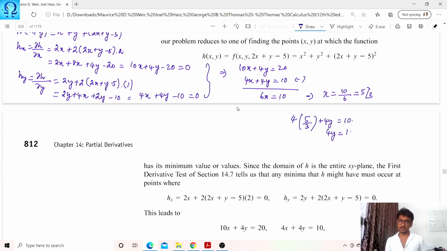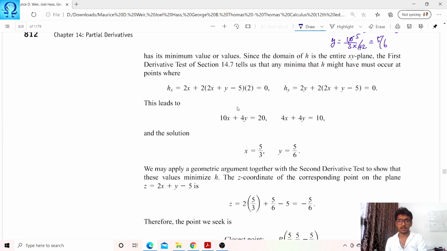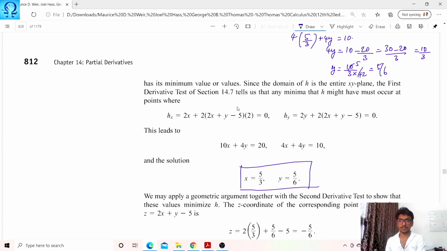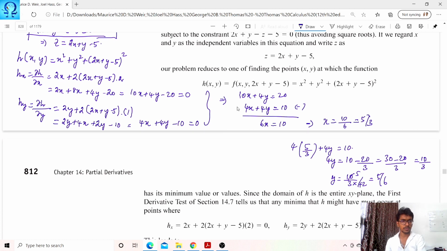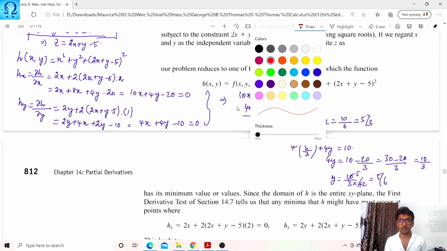So 4y is 10 minus 20/3, that is (30 − 20)/3, that is 10/3. So if you take your y value, it is 5/6. You get your x value to be 5/3 and y value to be 5/6. Right? So we have got these values, and with the help of the second derivative test we shall show this is the minimum value. To verify these things, let me do it in another color.